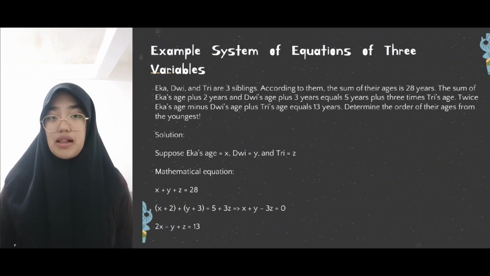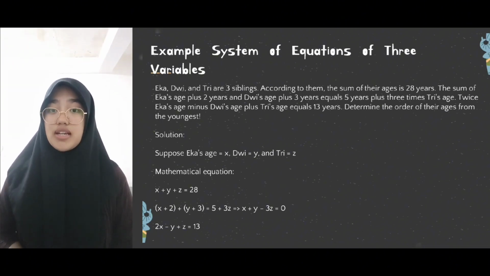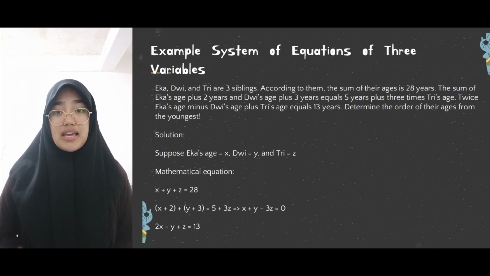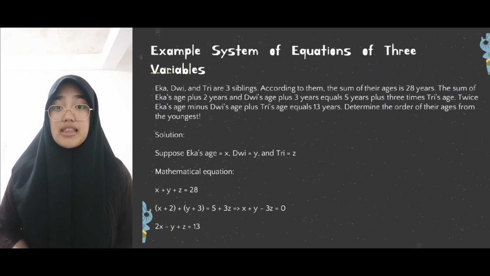Example: Eka, Dwi, and Tri are three siblings. According to them, the sum of their ages is 28 years. The sum of Eka's age plus 2 years and Dwi's age plus 3 years equals 5 years plus 3 times Tri's age. Twice Eka's age minus Dwi's age plus Tri's age equals 13 years. Determine the order of their ages from the youngest.